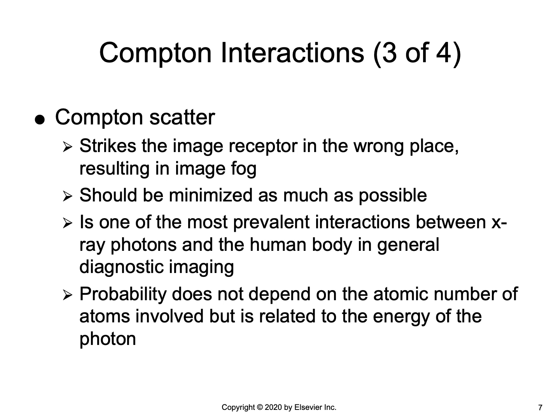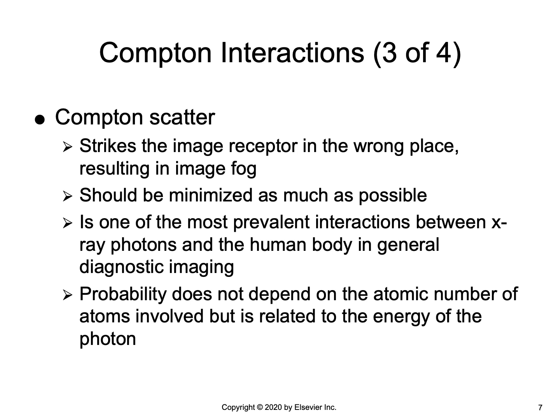Because most scattered photons are still directed towards the image receptor and result in image fog, it is desirable to minimize Compton scattering as much as possible. So Compton scattering is one of the most prevalent interactions between X-ray photons and the human body in general diagnostic imaging, and it's responsible for most of the scatter that fogs the image. The probability of Compton scattering does not depend on the atomic number of atoms involved. Compton scattering may occur in both soft tissue and bone.